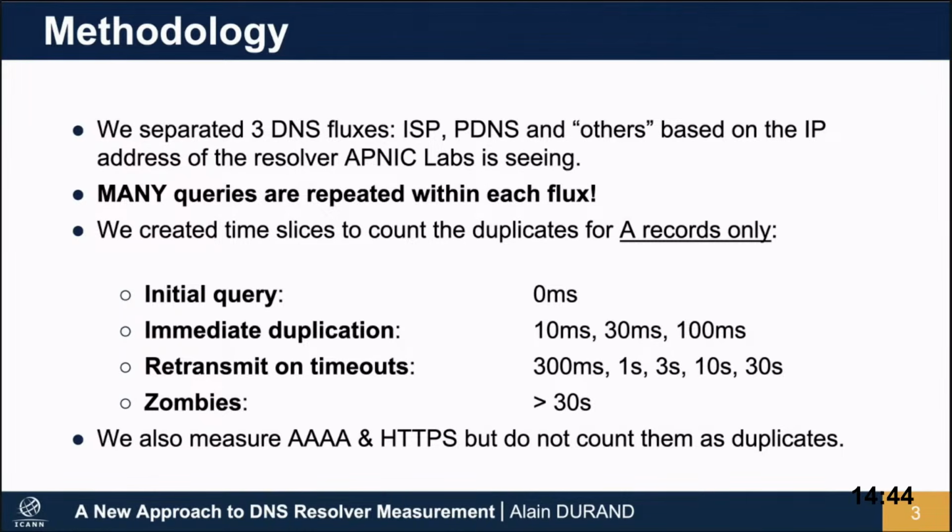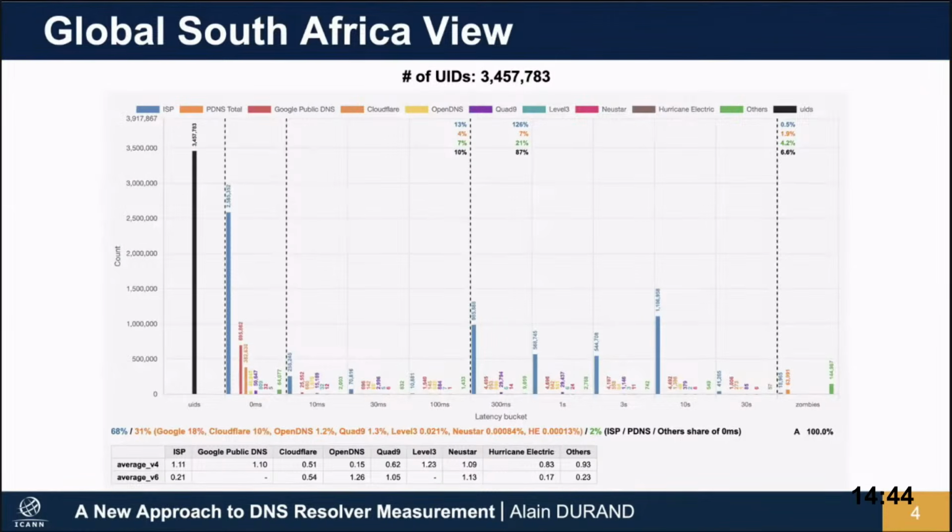Interesting. And what are the patterns for South Africa? So I hope you can see this slide. There's a lot on it. As I said, we have 3.4 million queries that we have analyzed. We see that about 68% of them are coming through the flux of the ISPs, and 31% are coming from the flux of public DNS. It's split between Google, Cloudflare, and the others.